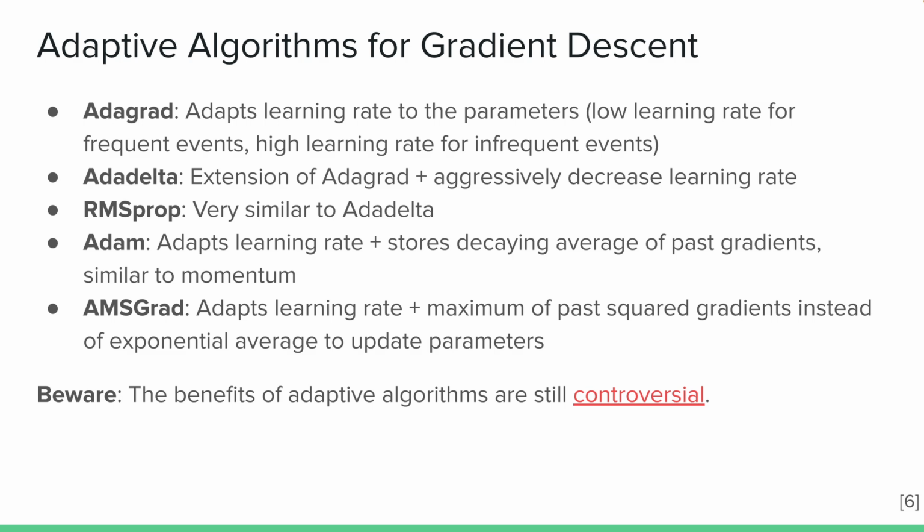RMSprop was invented around the same time, and it's very similar to AdaDelta. Adam is one of the most popular adaptive optimizers, which adapts the learning rate and stores the decaying average of past gradients, which you can think of as a similar mechanism to the momentum that we've seen before, and other things, for example, AMSGrad, which adapts the learning rate and also includes some historical information of past gradients.